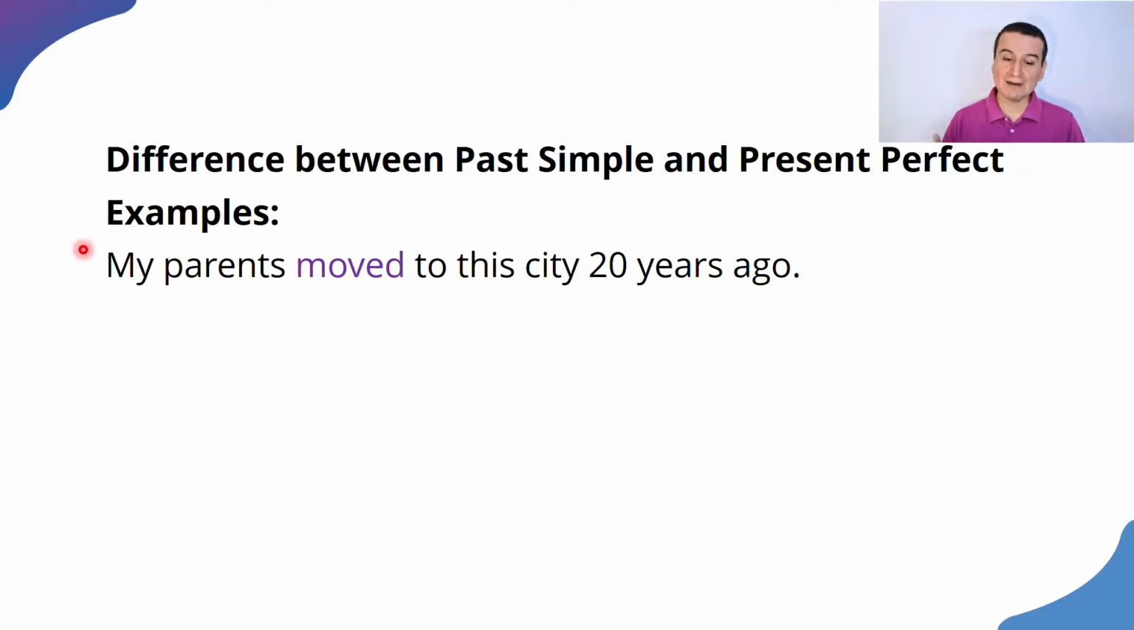Let's look at the first example: my parents moved to this city 20 years ago. I want you to think about it and agree with me that that is an action that took place at a specific time in the past, 20 years ago. It happened in an instant. The moment they arrived into the city, they moved there. Do you agree? It happens in an instant, and it's an action that started and ended in the past.